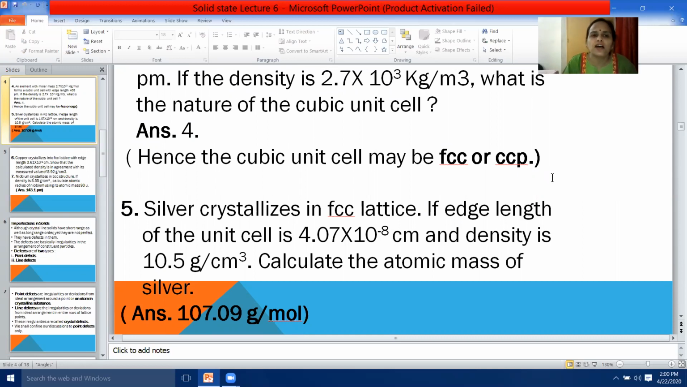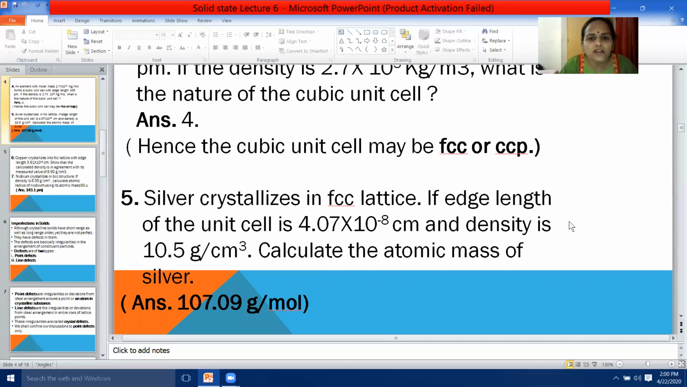The question here asked is, what is the nature of the cubic unit cell? So you will write the nature of the cubic unit cell, either it is FCC or CCP structure. That you need to write there. You can see my cursor movement there. It is FCC or CCP cubic unit cell it belongs to. Look at my fifth question.